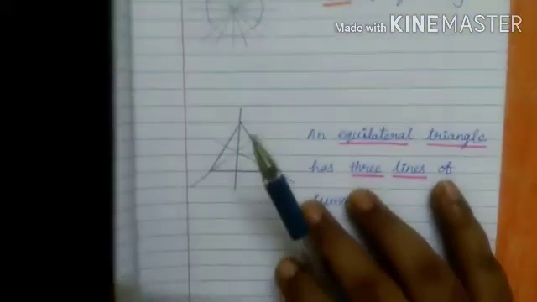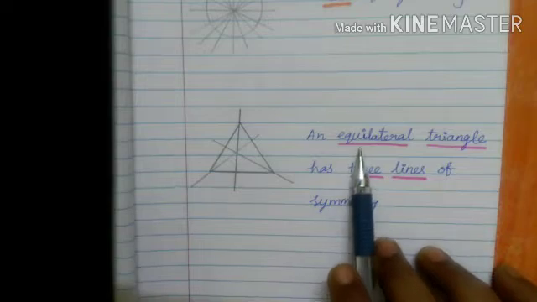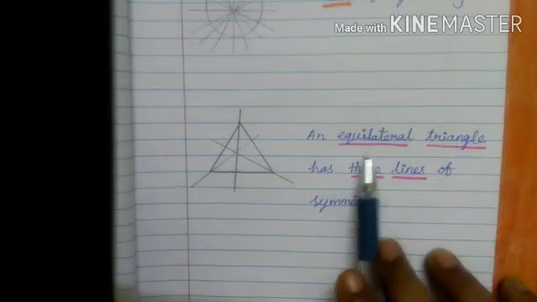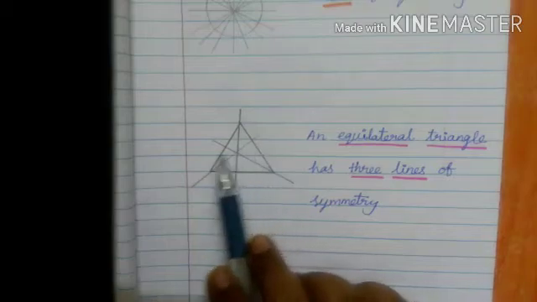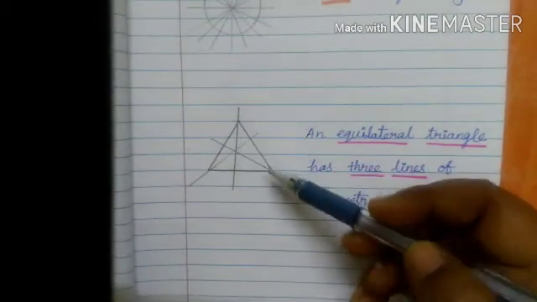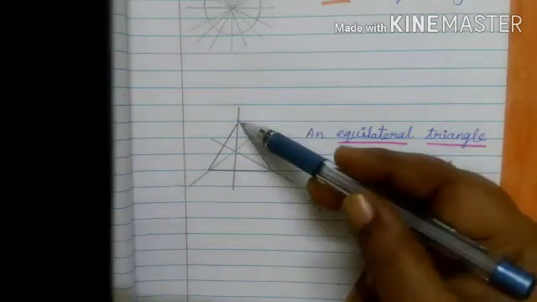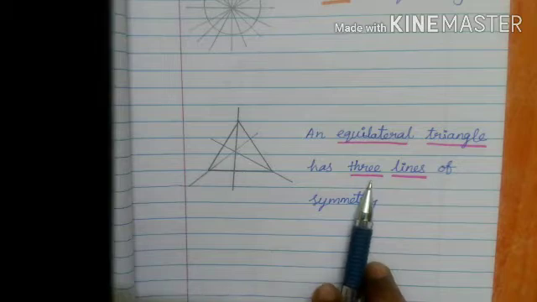Okay. Then the last one, where all the sides are equal: the equilateral triangle. Here we draw one line from each vertex, here one, here one. So 3 lines. The triangle is divided into 2 parts in 3 ways, so there are 3 lines of symmetry. Okay, this is the concept of symmetry.